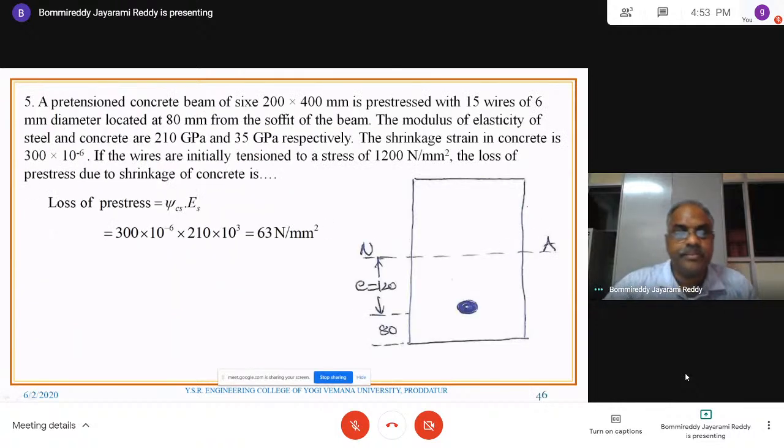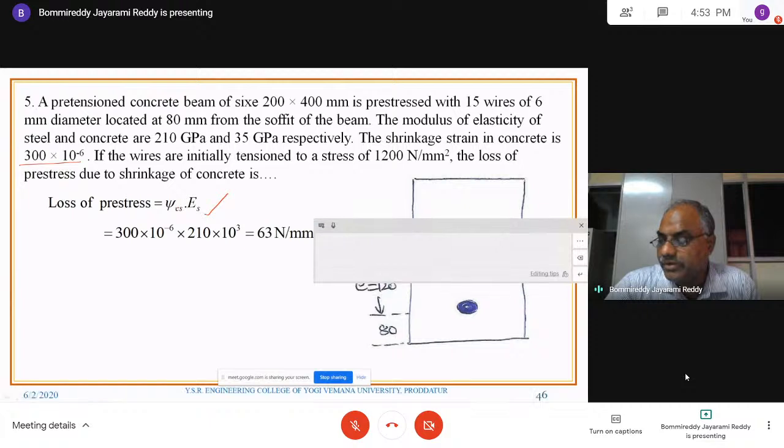The next one, the question is same. Here the entire data is given. The question is the shrinkage strain in concrete is 300 into 10 power minus 6. ECS is given. Size CS is given. If the wires are initially tensioned to 1200, find the loss of pre-stress due to shrinkage of concrete. So sometimes the question may be with a lot of data, but you need to answer the question, what is the loss of pre-stress due to shrinkage?